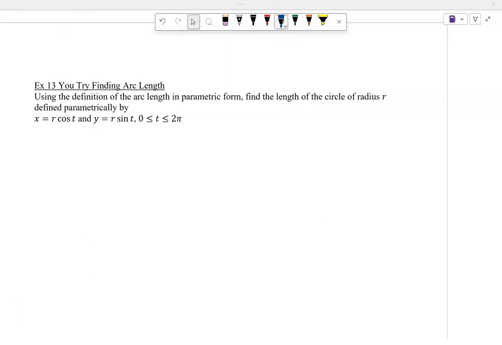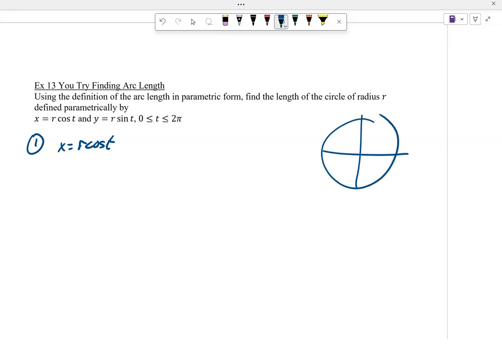This is a pretty cool one. You've got x being r cosine t. So you're using the definition of the arc length in parametric form to find the length of the circle of radius r, right? Well, what's the length of the circle of radius r? That's what we're going to find, right? So what's this arc length?